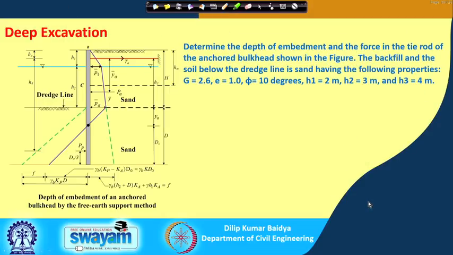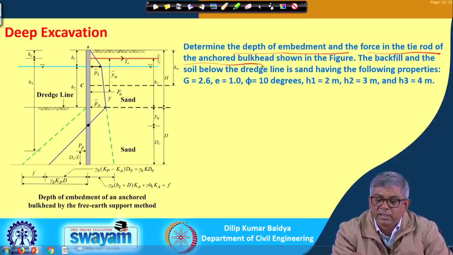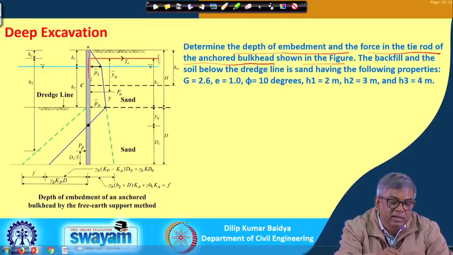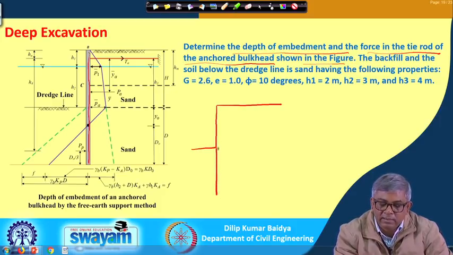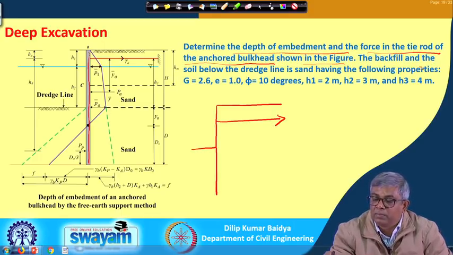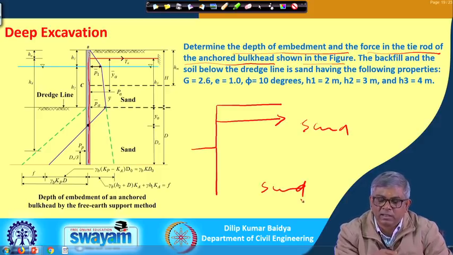This is the problem: determine the depth of embedment and the force in the tie rod of the anchored bulkhead shown in the figure. This is the anchored bulkhead, shown here with the pressure diagram, of course. The problem will never be like that; it will always be like this, an anchored bulkhead with all dimensions given. The backfill and the soil below the dredge line are sand. I have shown the pressure diagram because I used the same figure.